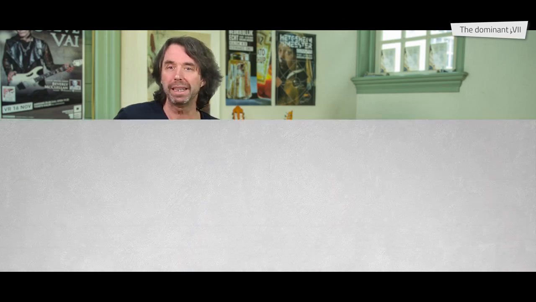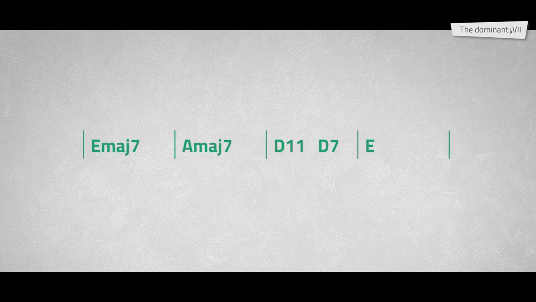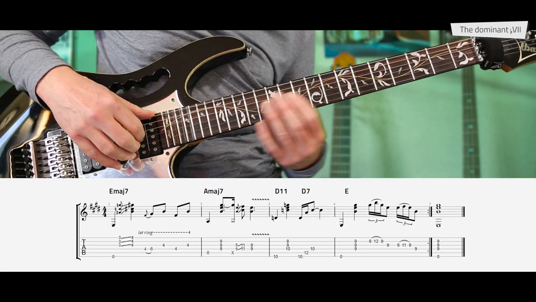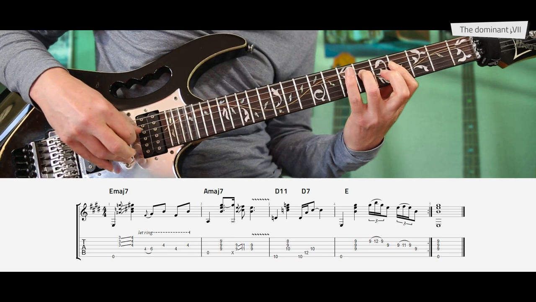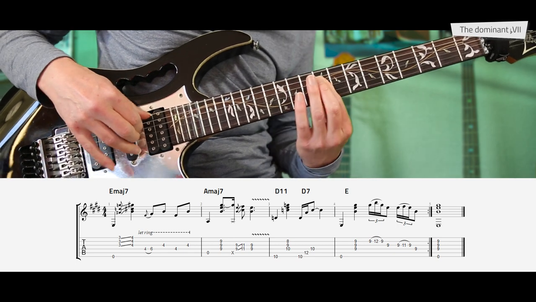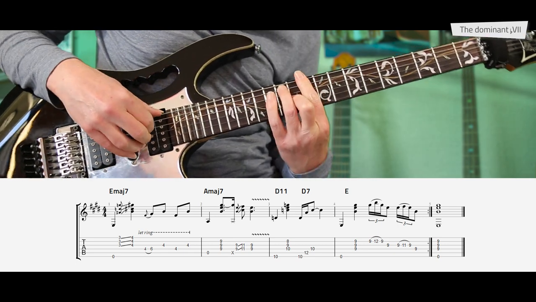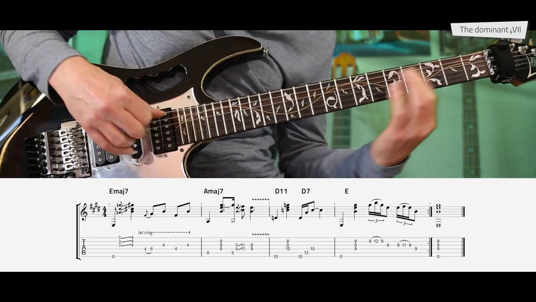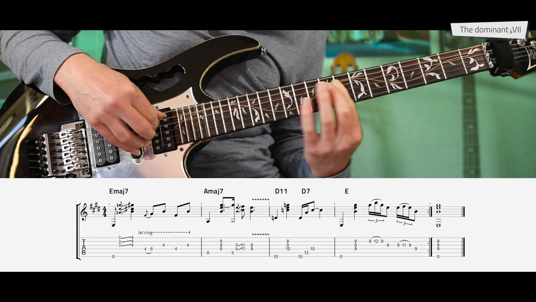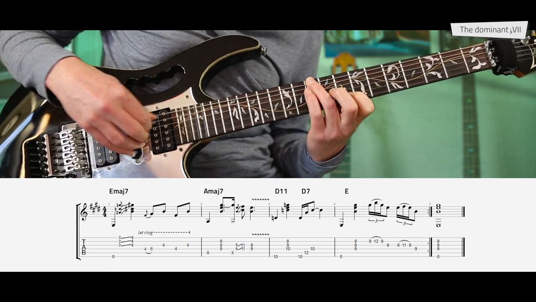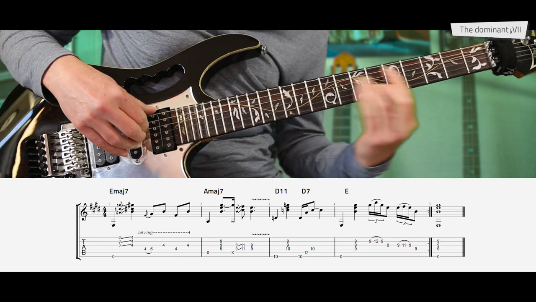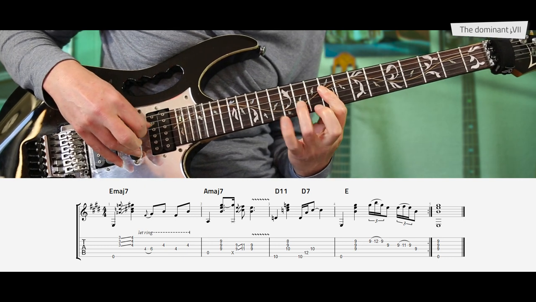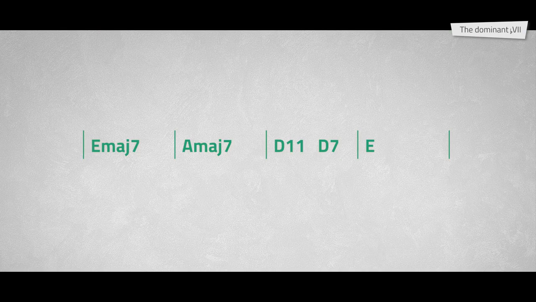Let's do another one in the key of E major. E major 7, A major 7, D11, D7 and E. You can immediately hear that something happens in bar 3.